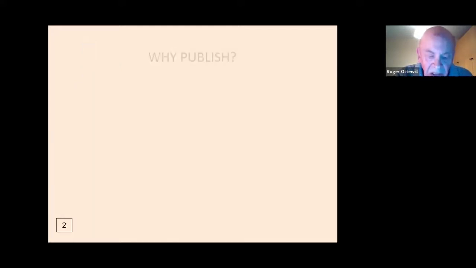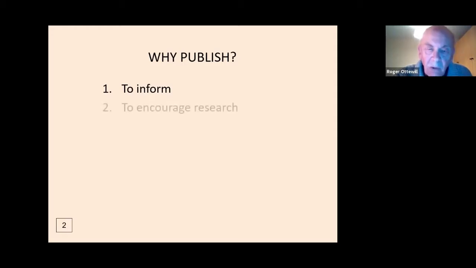There are basically, in our view, four main reasons why local history groups do publish or might consider publishing. And the first of these is quite straightforwardly to keep members and other interested parties informed. Barry will say a little bit more about what sorts of things local history groups might want to inform others about.